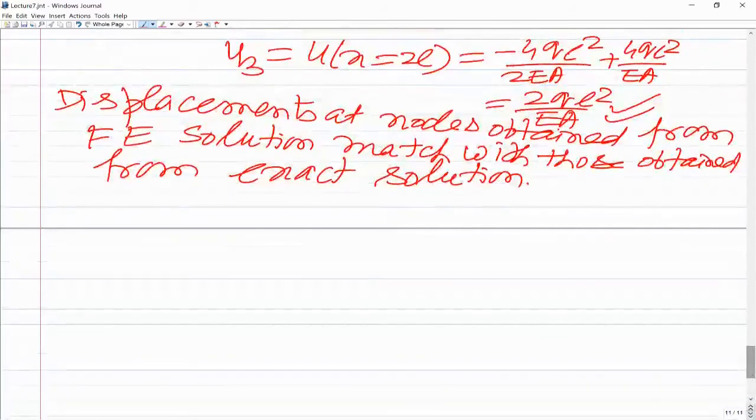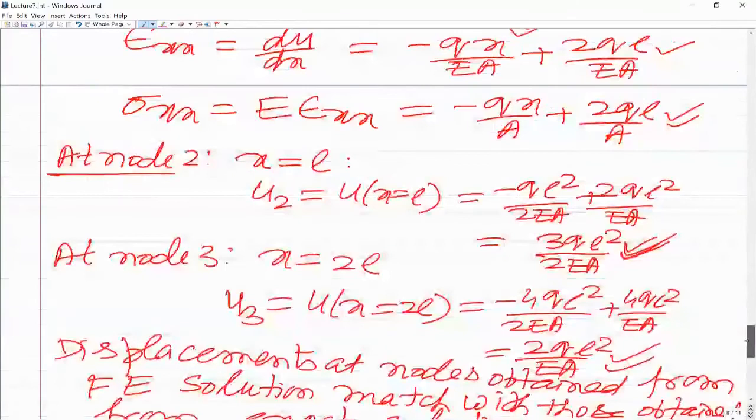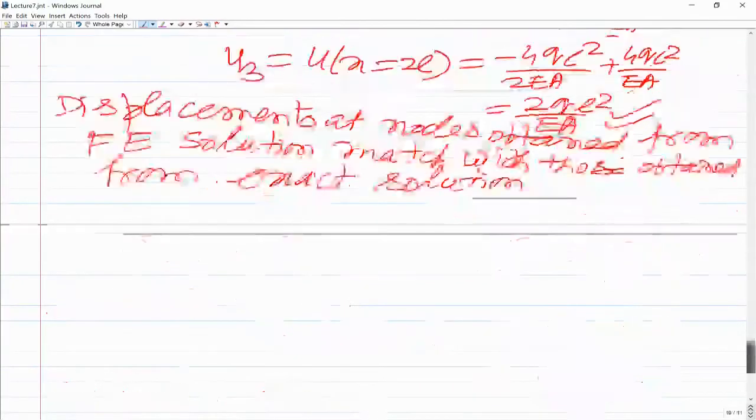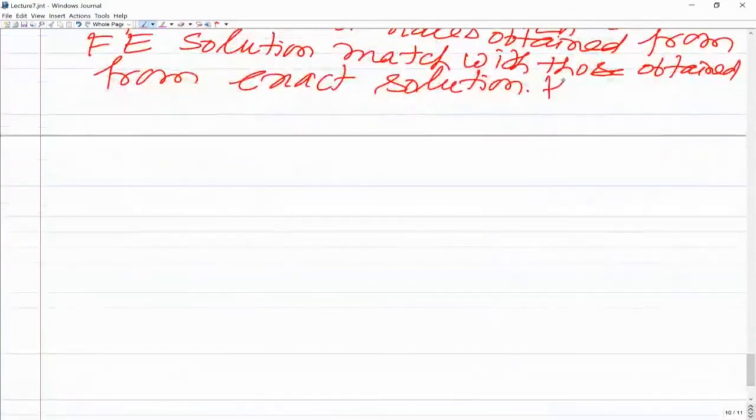Suppose I calculate the displacement at the center of the first element or the center of the second element, and calculate the corresponding values from the exact solution. From the exact solution, if I want the displacement at the center of the first element, I will put small x equal to l by 2, and whatever I get will not match what we get from the finite element solution. Similarly, for the center of the second element, put small x equal to 3l by 2, and the value will not match the finite element solution. So this is an observation which I want to highlight.